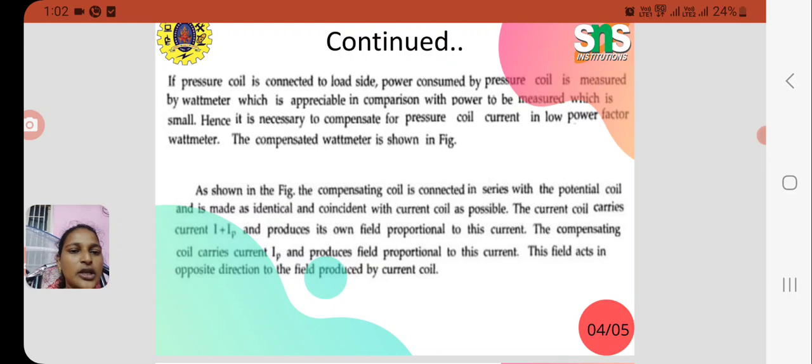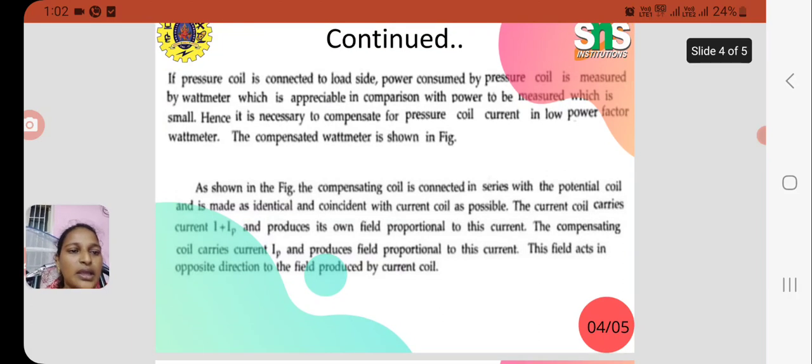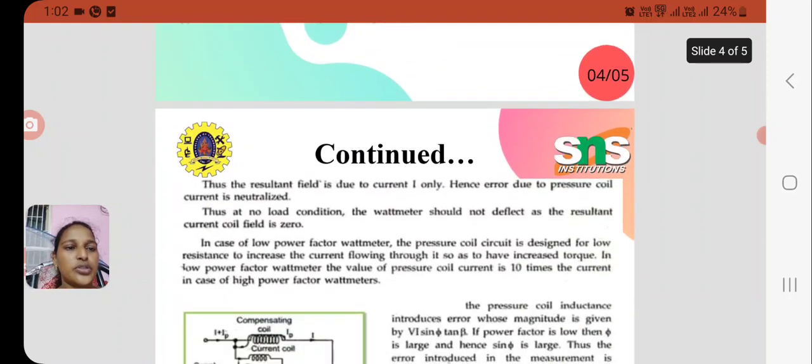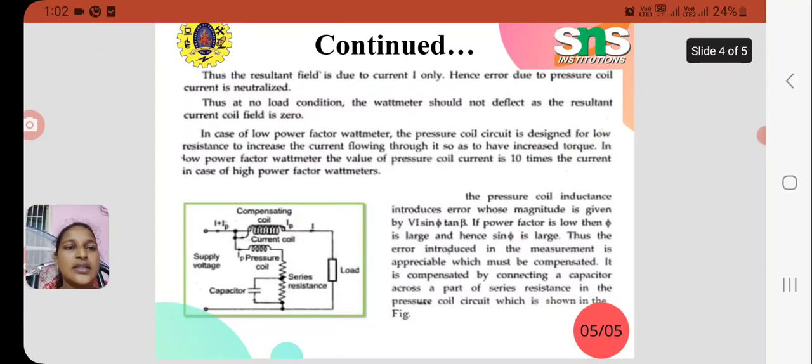So the compensating coil carries the current IP, and it also produces its corresponding field. These fields act in opposite directions to the field produced by the current coil. Hence the resultant field is only due to the current through the load circuit, so the error due to the pressure coil is neutralized. At no load condition, the wattmeter will not show any deflection, as the resultant current coil field is 0.